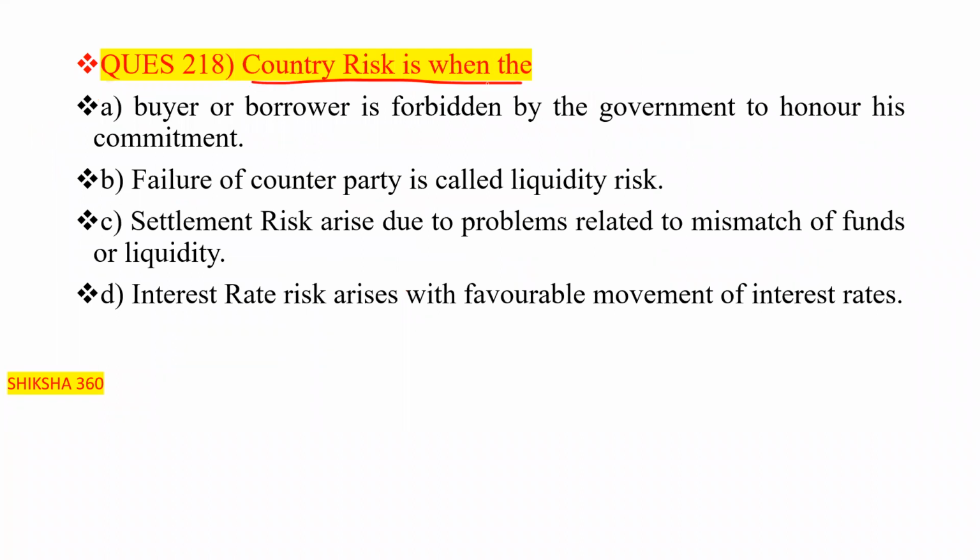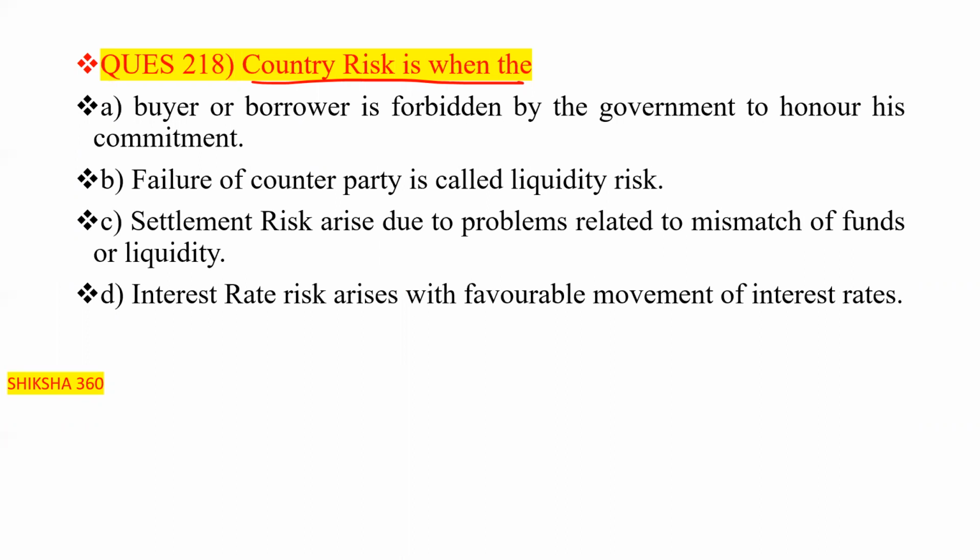What is the meaning of country risk, or when does it happen? Country risk is when the buyer or borrower is forbidden by the government to honor his commitment. Failure of counterparty is called liquidity risk. Settlement risk arises due to problems related to the mismatch of funds or liquidity. Interest rate risk arises with the favorable movement of the interest rate.